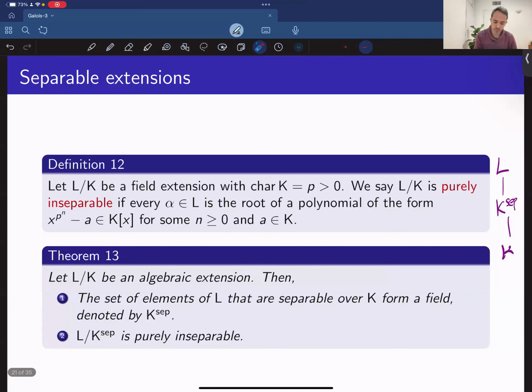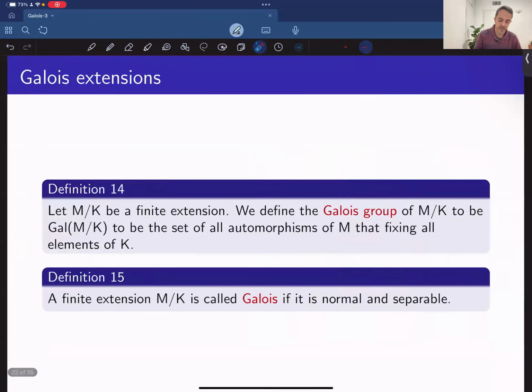So the next video is going to be about Galois extensions, and we are going to sketch the proof of the main result of Galois theory, the correspondence between subgroups and subfields and so on.